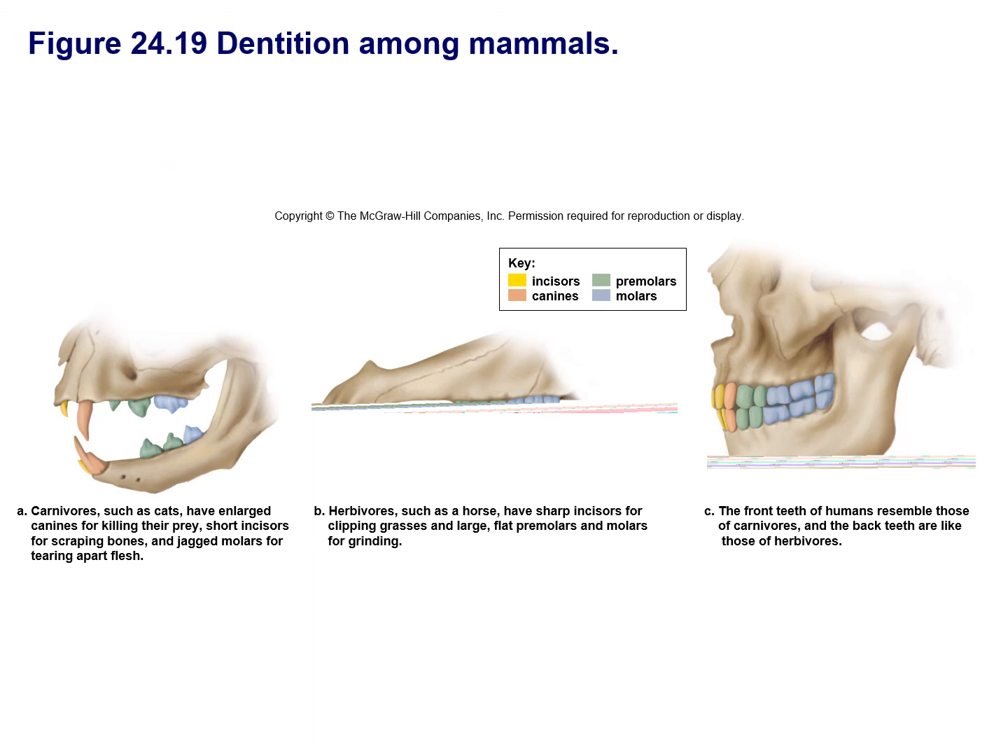So carnivores like cats have really enlarged canines, right? Those are for killing their prey, for making sure that it's gone. Then from there, these little short incisors, the scissor types, are the ones that scrape the bones and get what we need. Then the jagged molars are for tearing the flesh apart. Okay. Now for herbivores, theirs are a little different.